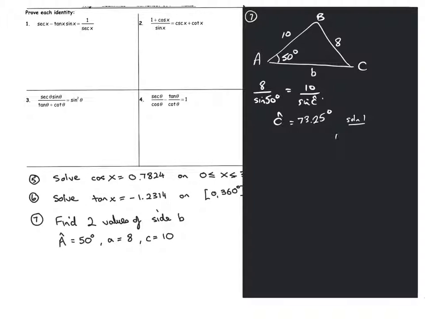So therefore we've got the two solutions. Solution 1 is going to be A equals 50 degrees, C equals 73.25 degrees, and therefore B will be 56.75, subtract from 180. Solution 2, let's see if it exists. A equals 50. C will be the supplement of this, that's 106.75. Straight away you can see that there is an angle B. Add those together, we get 156, which means B is 23.25 degrees.